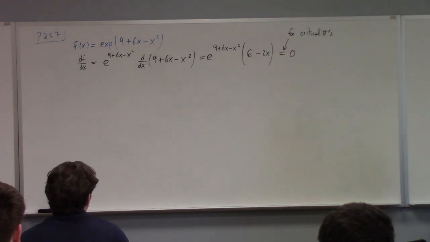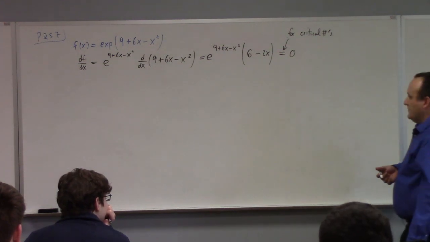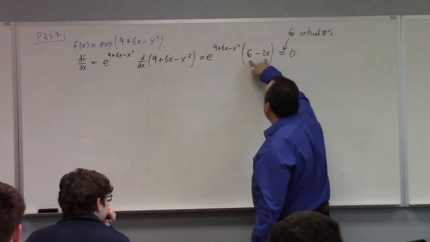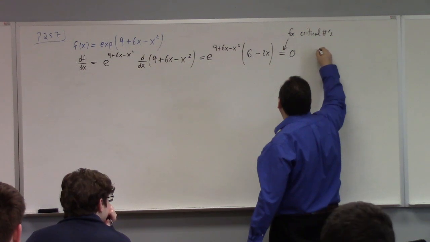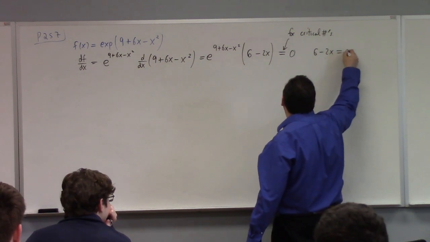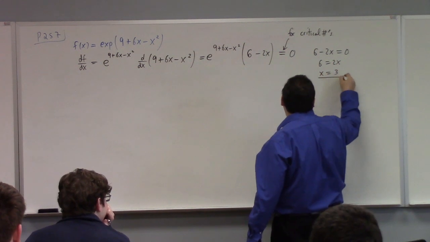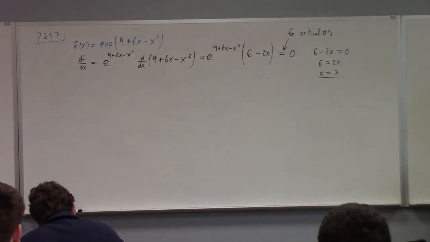Every critical number will give us a critical point, a point on the graph where the function's defined and the derivative either doesn't exist or is 0. Here it's going to be 0. So 6 minus 2x equals 0, 6 equals 2x, so x equals 3. That's my sole critical number for this.